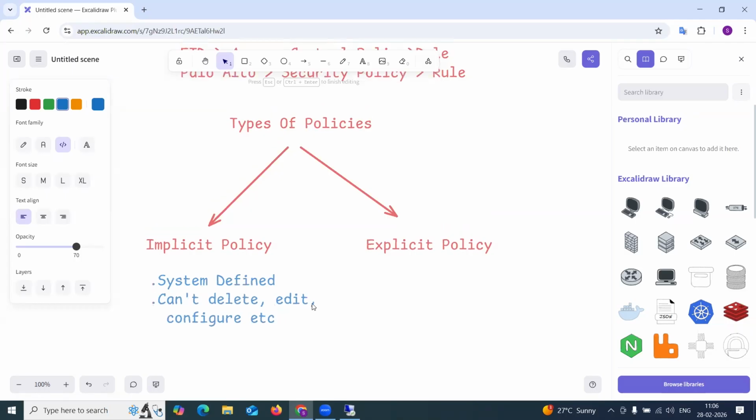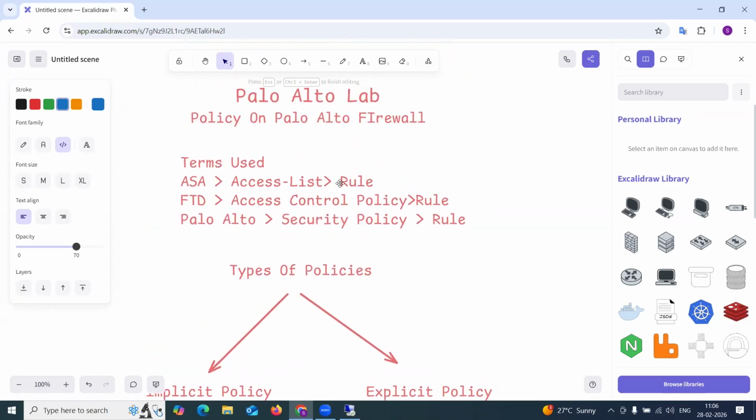Like in ACL, there is one rule called deny IP any. At the last, you'll have one hidden rule called implicit rule, deny IP any. Can you guys delete that? No matter how many ACLs you create, you can't delete it. You can create an override rule. Override in the sense you can create another rule which will allow anything. I can create permit IP any. But still below it there is one rule, deny IP any.